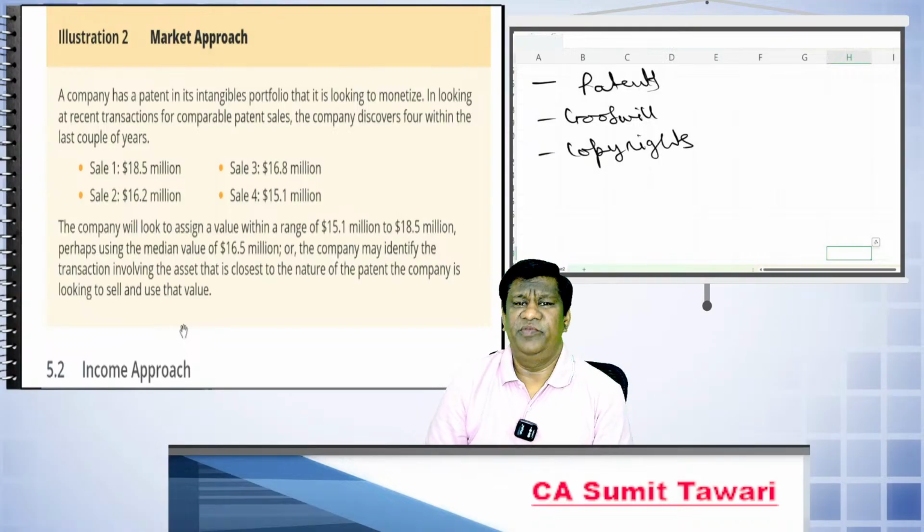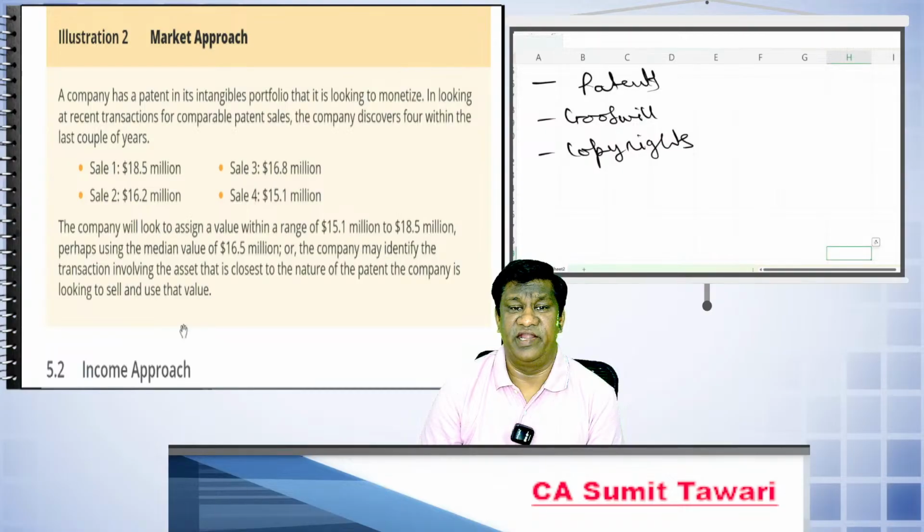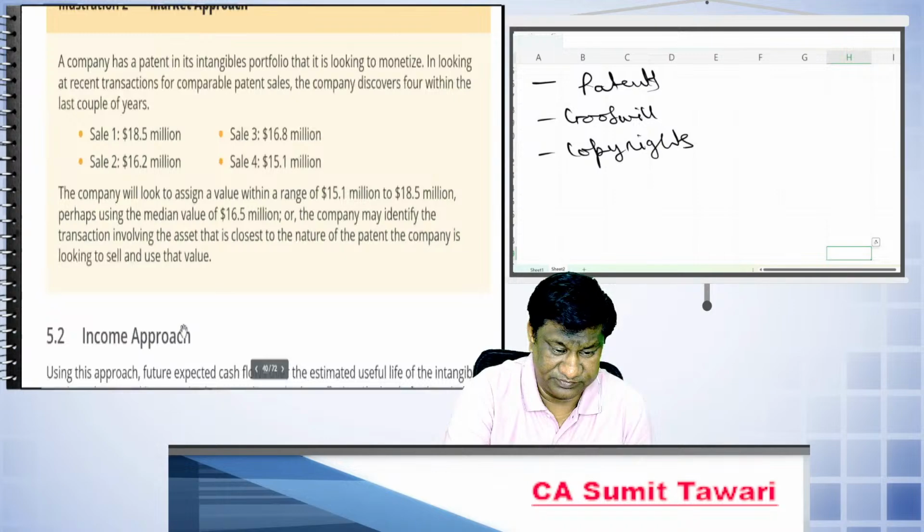So whatever reference is available, either you can take the average one, or if you see a more identical or more similar asset, you can take that as a reference.